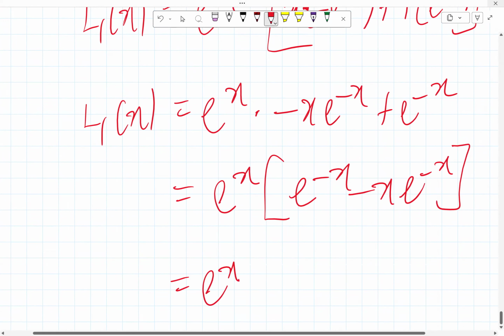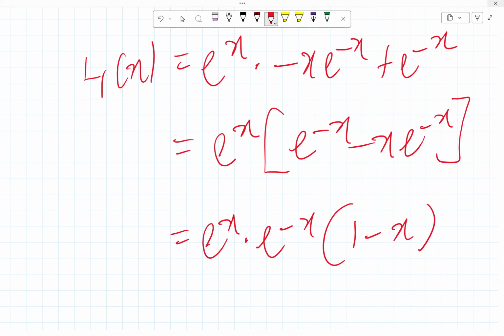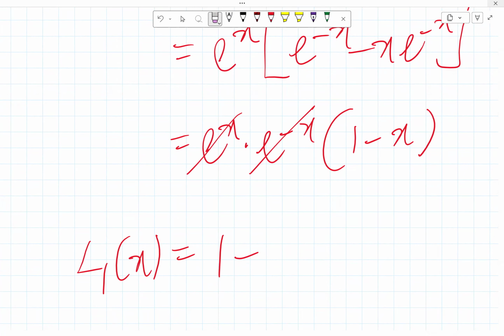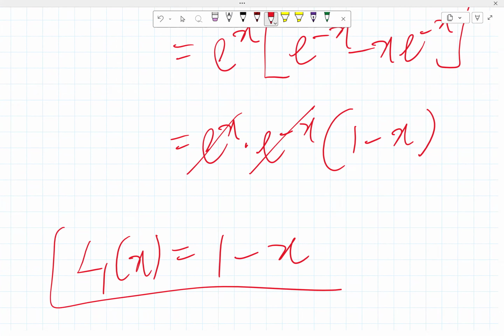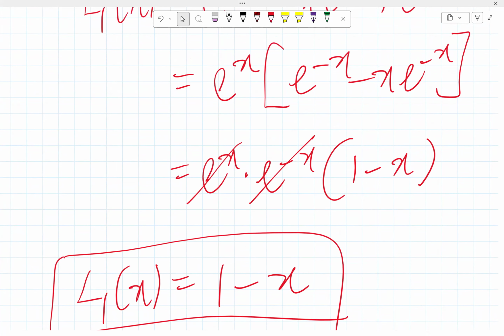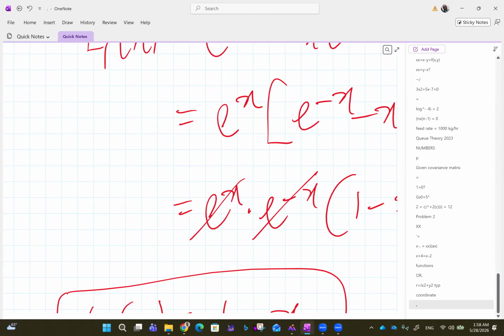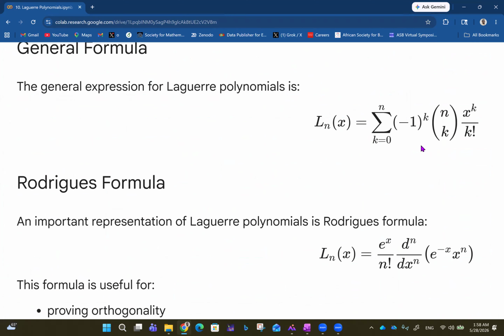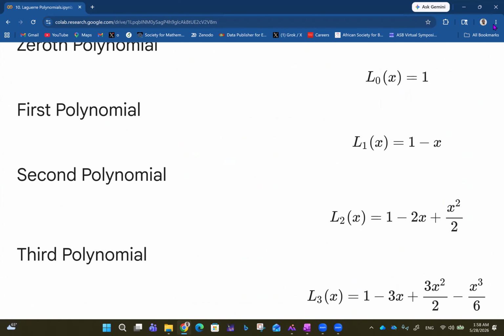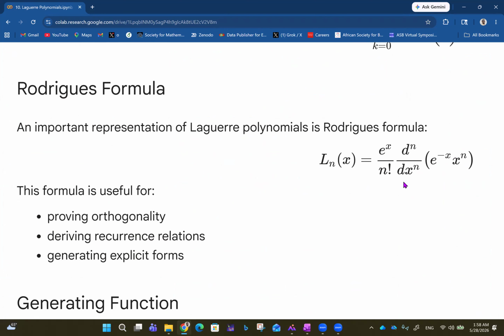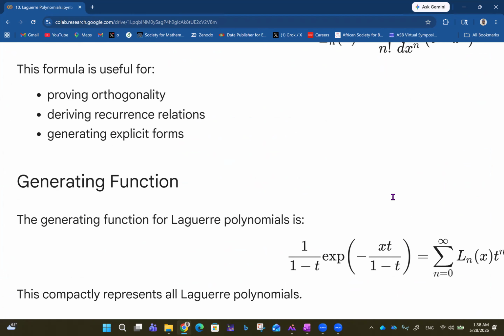So we have e raised power x out here. e raised power minus x is common. That's 1 minus x. So then this cancels out. So we finally have L1 of x equal to 1 minus x, and that is exactly what L1 of x represents. So this now is L1 of x, 1 minus x. We can continue with the rest, but this is how we can use the Rodrigues formula to get that.